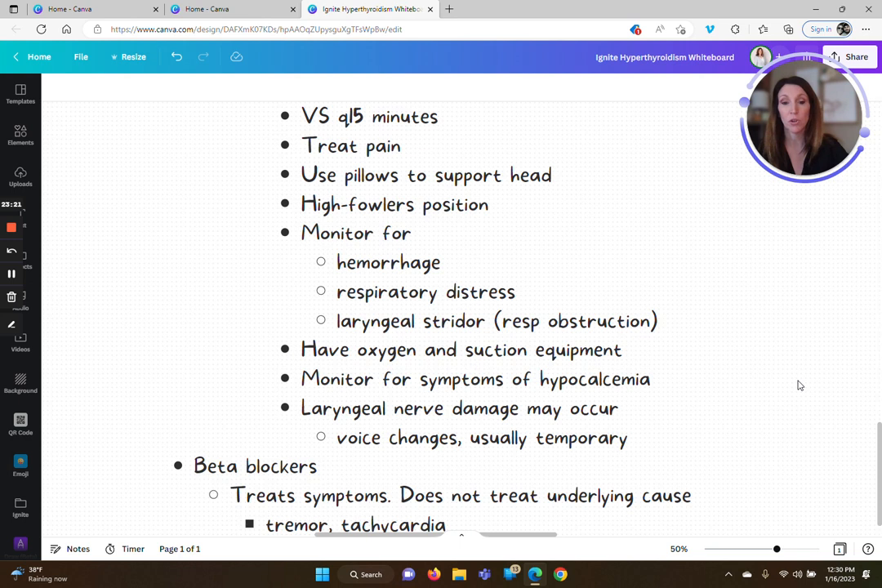And then laryngeal nerve damage may occur. So the laryngeal, your larynx, think about laryngitis, laryngeal, your voice, right? So the patient may have damage to that nerve. It's usually temporary, but it can cause voice changes. And so that's just something to keep in mind.